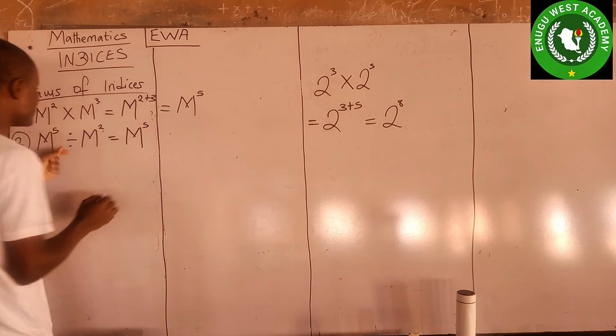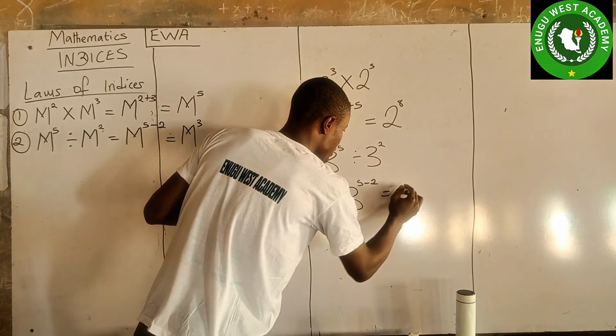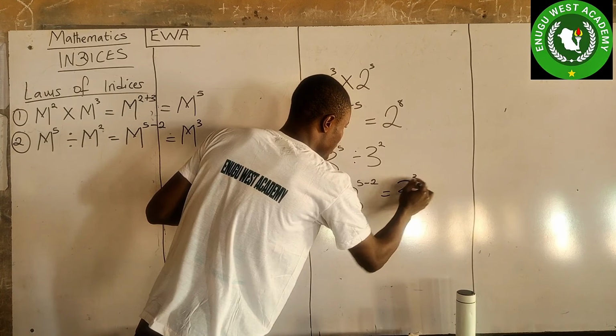Now, look at this also. If you have 3 raised to power 5 divided by 3 raised to power 2. Since we have 3 and 3, we pick one 3. The first power is 5. Division changes to subtraction, minus 2. This will give us 3 raised to power 3.